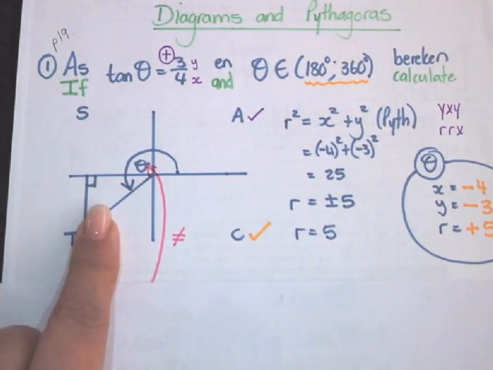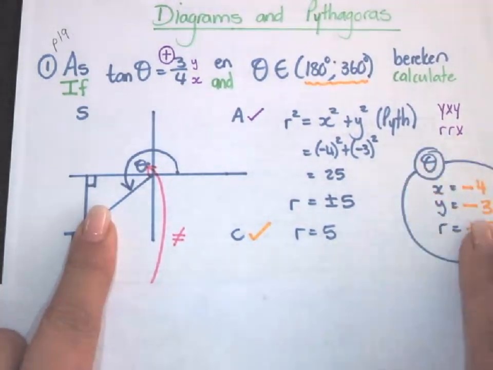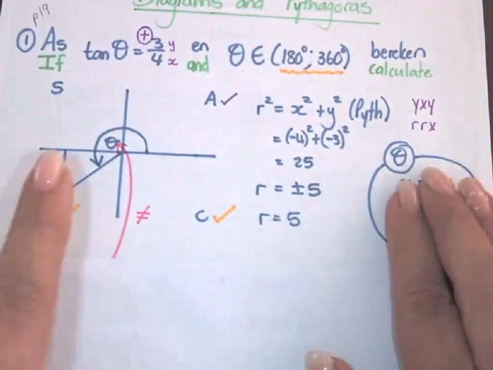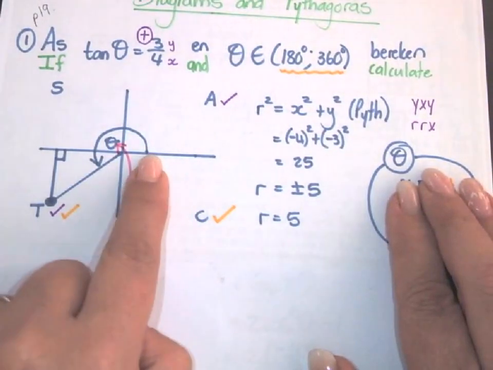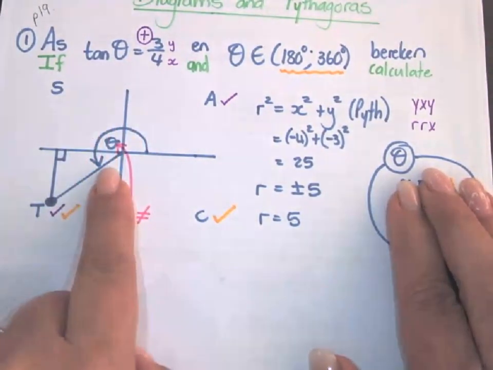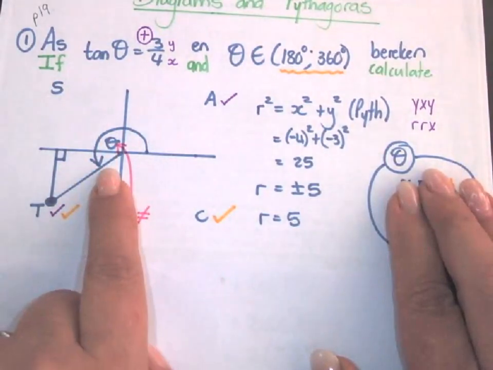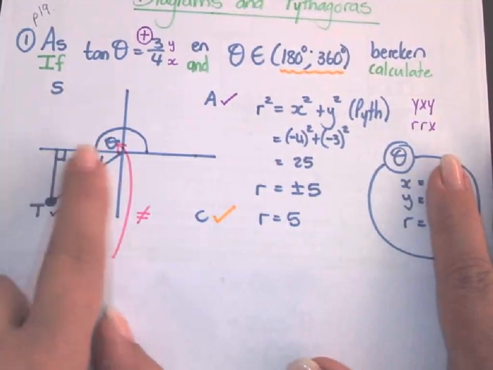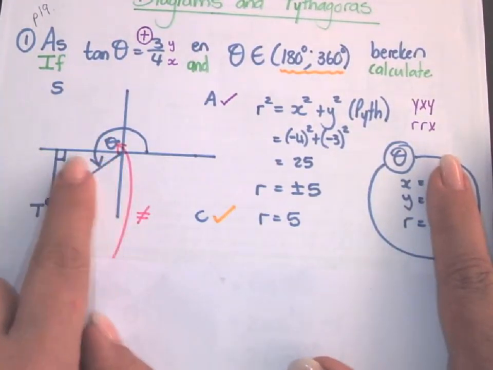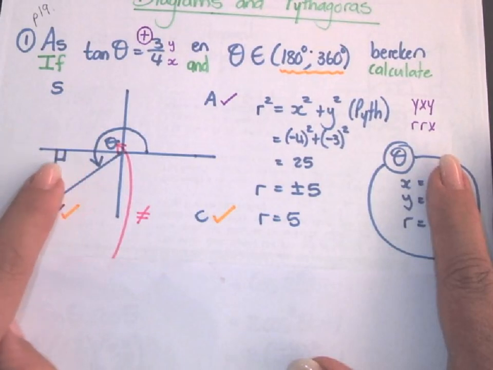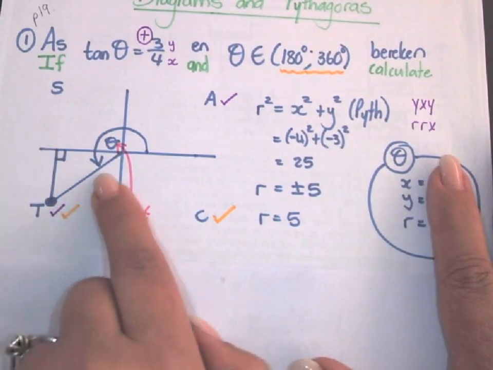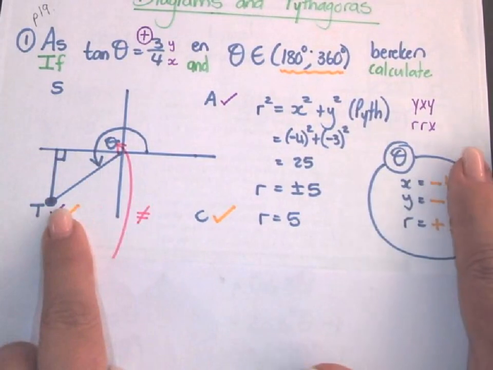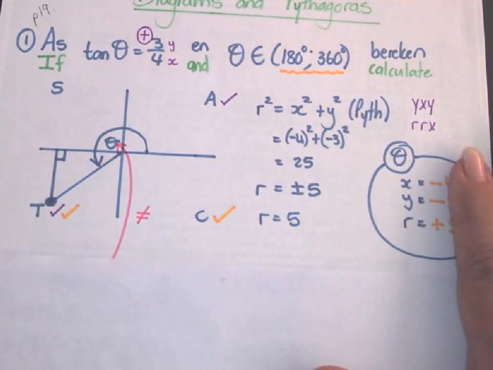Once you've drawn your triangle, you write your summary. So you start with theta, and theta is always from the x-axis over to the hypotenuse. That's theta. If you look at your triangle, what will the value of x be? Negative. And the value of y? Negative. And the value of the hypotenuse? 5. So that's the first thing you write in your summary: minus, minus, plus. Then you look for the values.